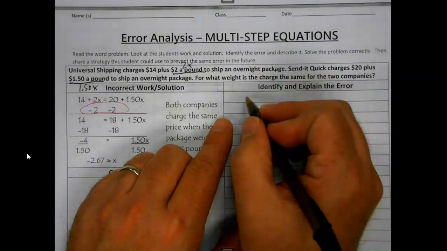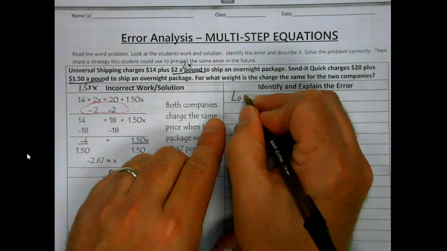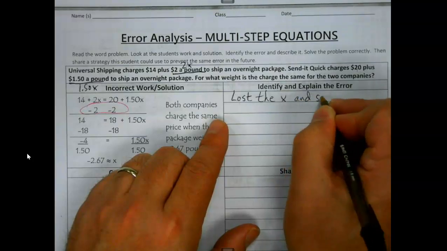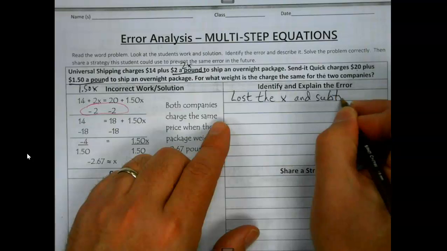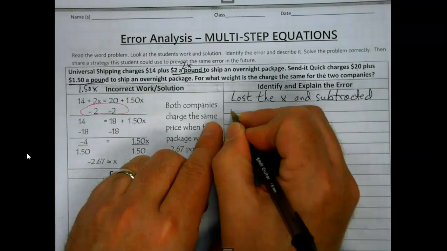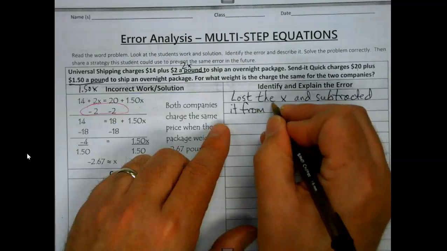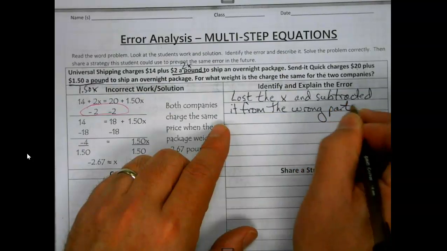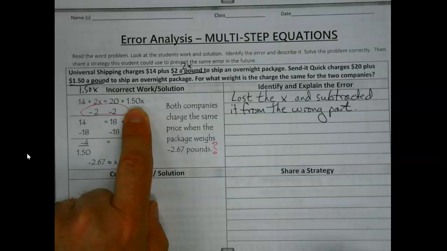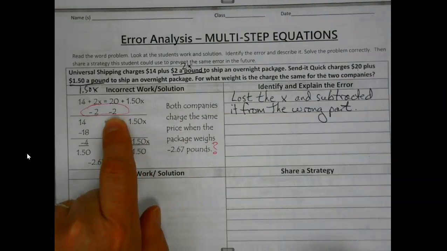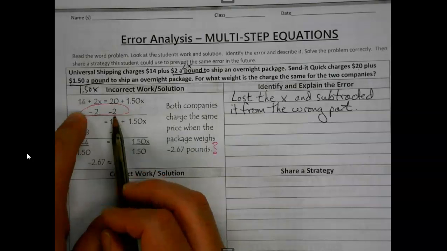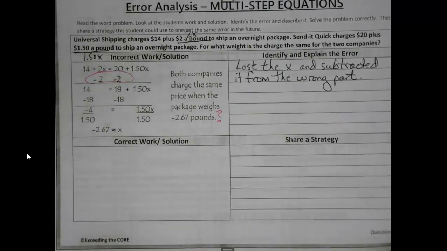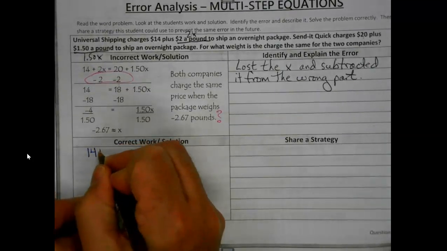We don't know what this student's name is. So whoever this is, lost their X and subtracted it from the wrong part. Because if they'd have had the X, they'd have been like, oh, it goes over here, not over here with the 20. Now, if they'd have done the 14 first, minus 14 minus 5, that would have worked. That would have worked. So, lots of ways this could have gone well, but unfortunately, it did not.